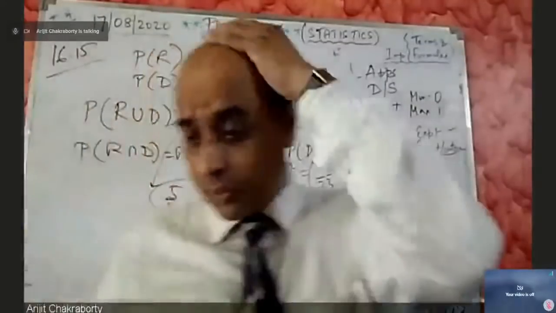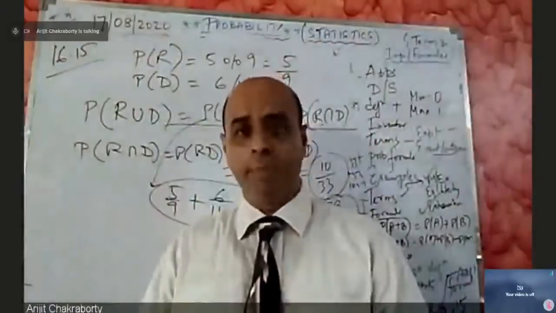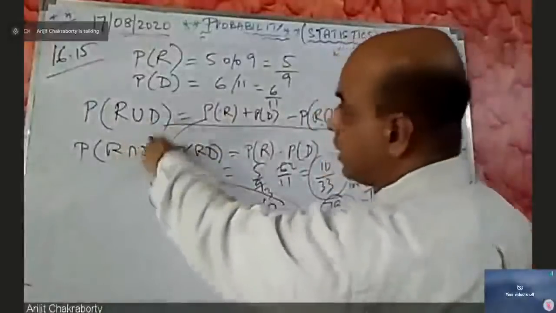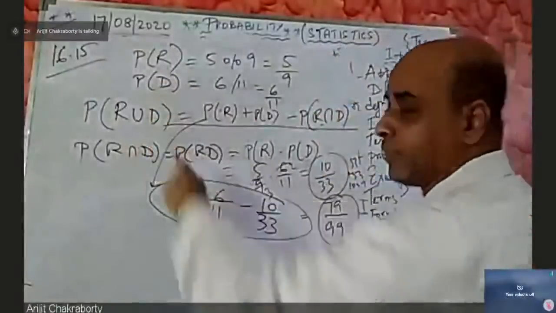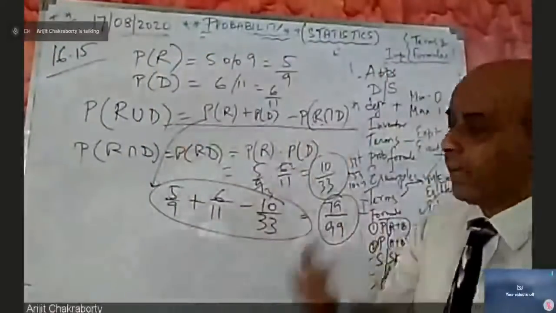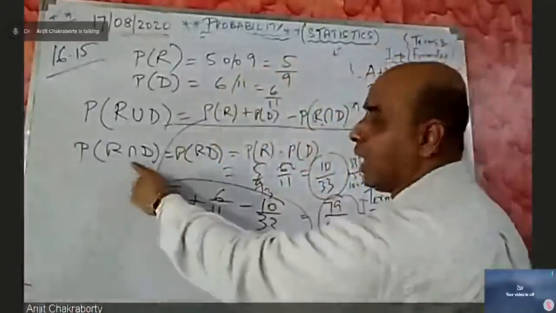This is a lovely question, 16.15. Beautiful question because it tests two of the theorems. First theorem is what is the sum of two events R and D when they are not mutually exclusive. So we apply formula number 1, and then it also tests the second formula, that is PRD.